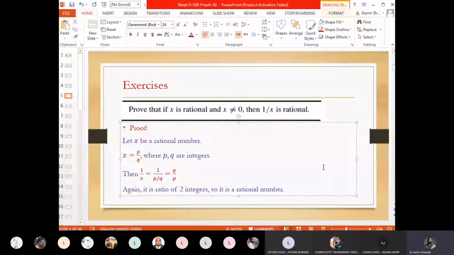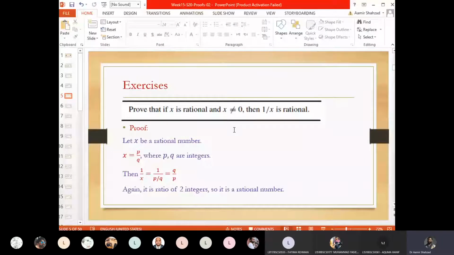p q integer थे, so q over p is again a ratio of two integers. हमारे पास p और q दोनों integers हैं. So पहले हमारे पास ratio p over q थी, तो अब ratio हमारे पास q over p है. It's still a ratio of two integers, so it's a rational number. So जब भी हमारे पास एक rational number है, उसका reciprocal भी एक rational number है. So also we can see if x is rational, then its additive inverse minus x is also rational.